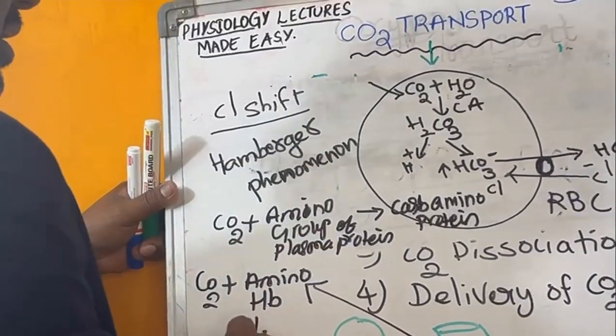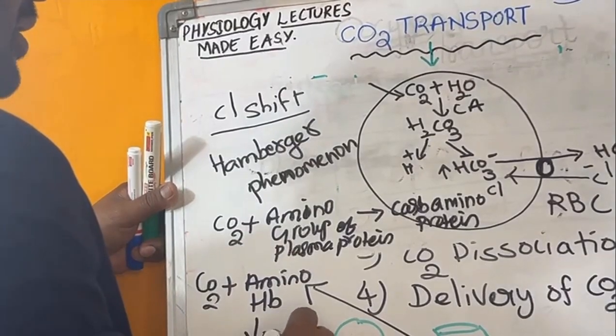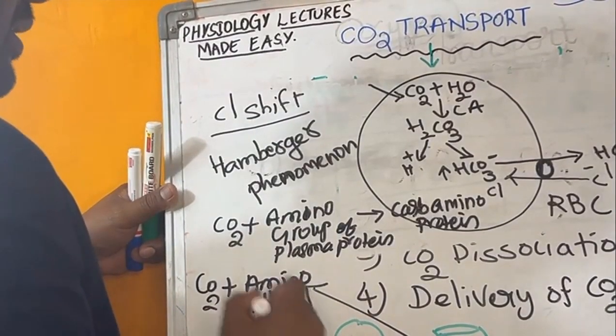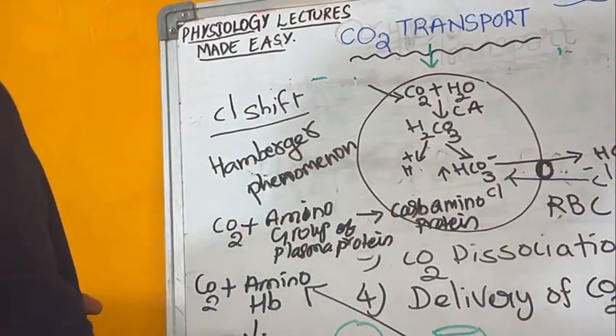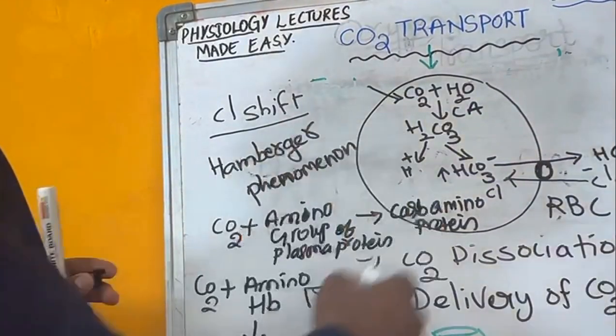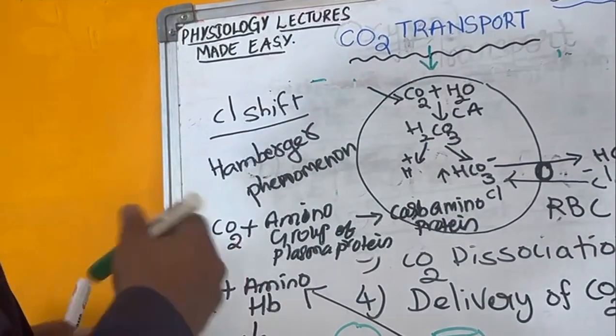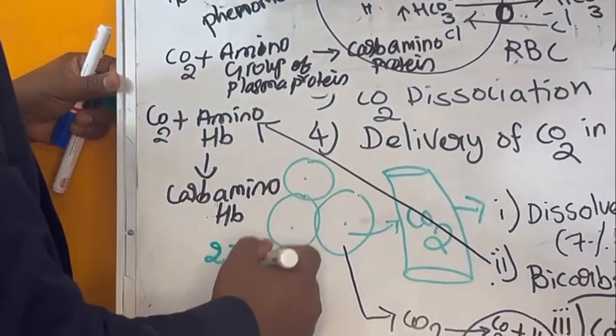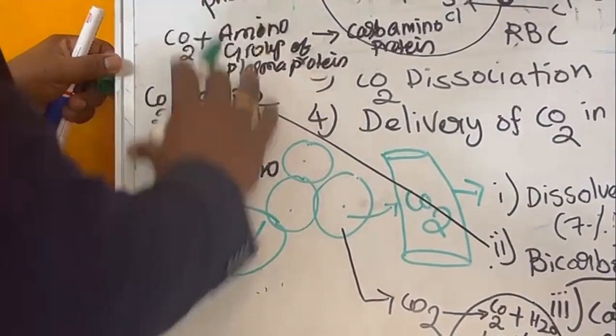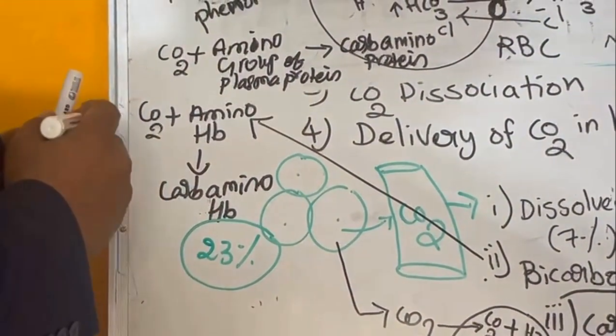This forming the carbaminohemoglobin. These two are called carbamino compounds. So 23% of the carbon dioxide is transported in carbamino compounds.